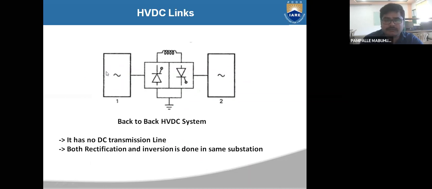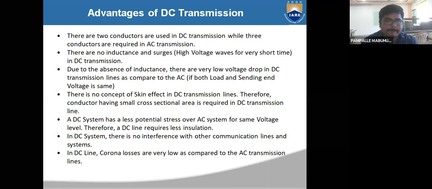That means from the generating stations to this converter station, the power will be transmitted through AC. At this substation, the power will be converted into DC, and then again converted to AC, and then it will be transferred to the second system in the form of AC. Okay, so this is about the back-to-back HVDC system. Right. So then let us see the advantages and the disadvantages of DC transmission systems.